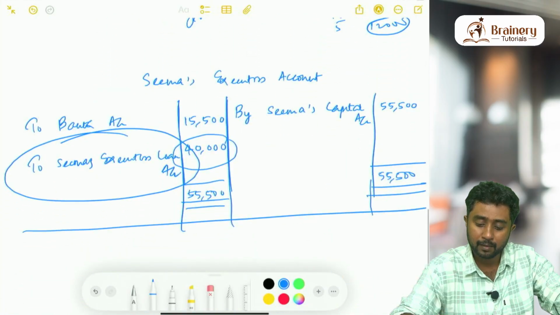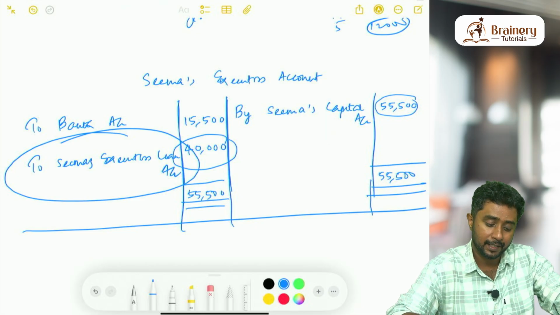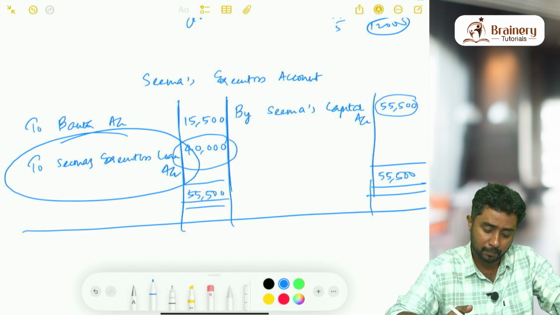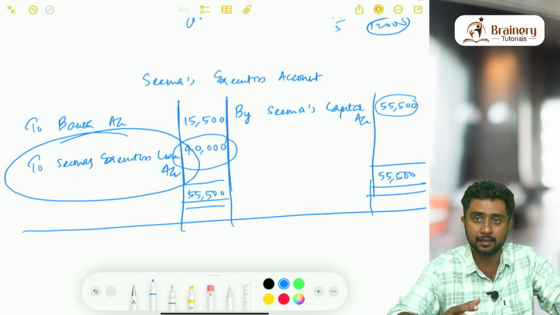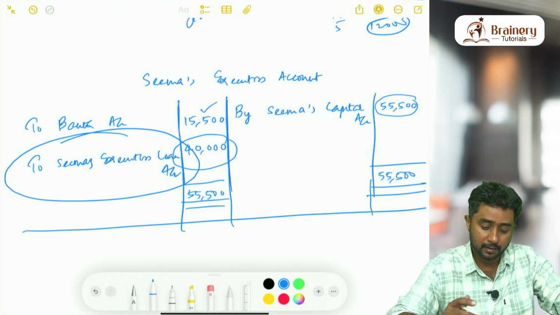Then we went down and prepared the executor's account. The executor's account begins with the entry CMA's capital account debit to CMA's executor account. So we recorded that entry here with the amount 55,500. Next, we are recording the amount that is immediately paid to the executor, by recording it as to bank. The entry is CMA's executor's account debit to bank account. 15,500 we got. Next is the balance amount.